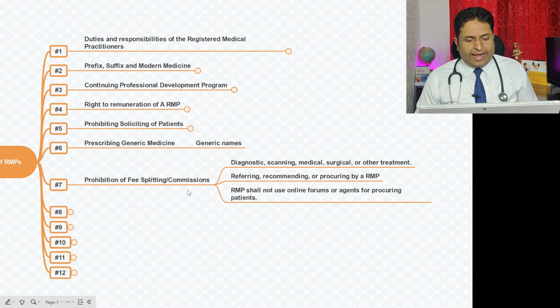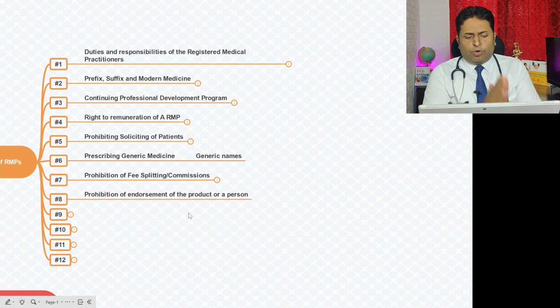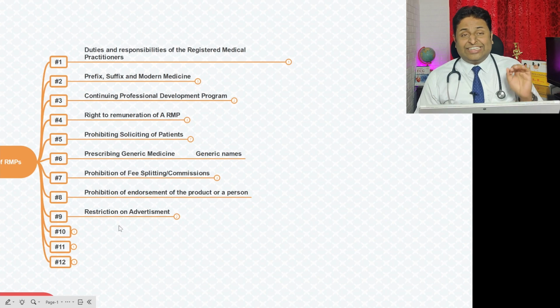Next is prohibition of endorsement of the product or a person. It is self-explanatory: you should not endorse any medical product or any of the products or any person for that matter. Ninth is restriction on advertisement.